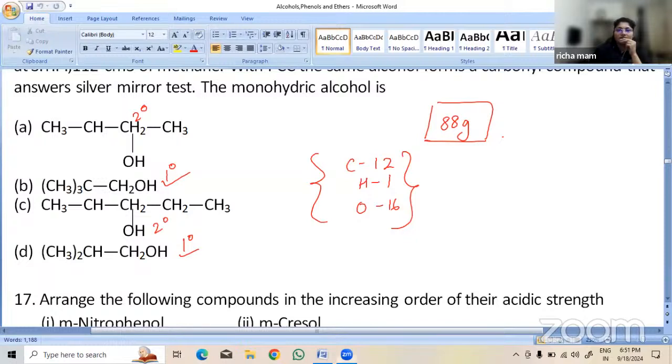So many have answered it as B. Yes, and B is the correct answer. If you put the masses and find out, 88 gram is the mass of your primary alcohol. So this is option B. Option B is the correct answer. Fine. Let us go for the next one.